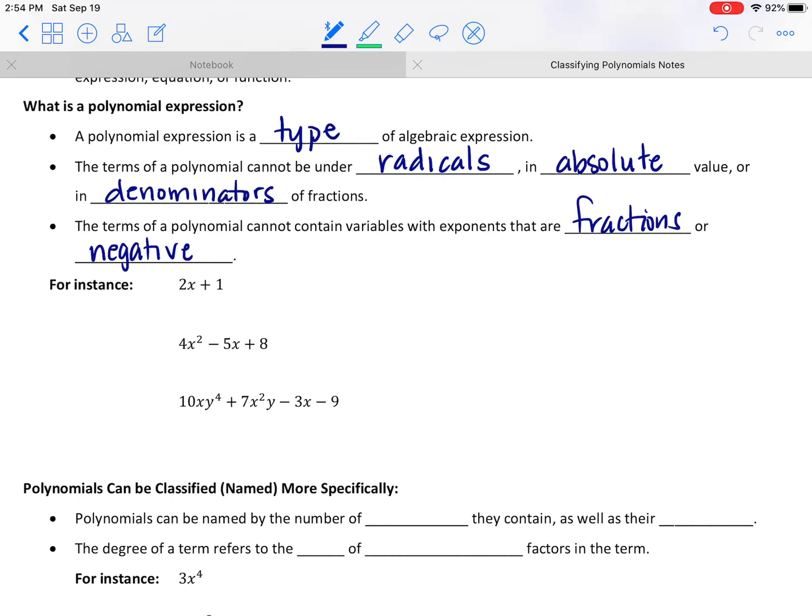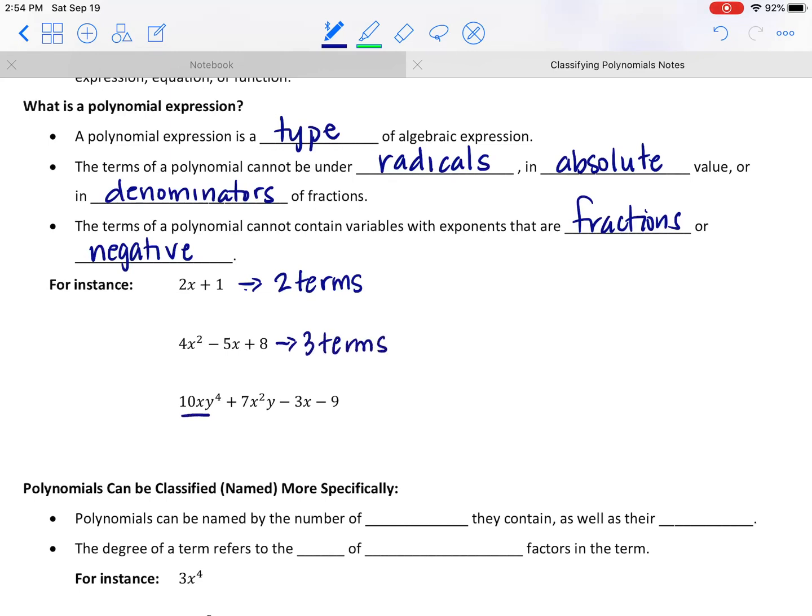Okay, so I have some examples of polynomial expressions. So these three are polynomial expressions, and this first one has two terms. So terms are separated by pluses and minuses. So I have a term here, plus I have a second term here. So this first one is an example of a polynomial expression with two terms. Okay, the next one we have a 4x squared minus a 5x plus an 8. This would be a polynomial expression with three terms. So this one has three terms.